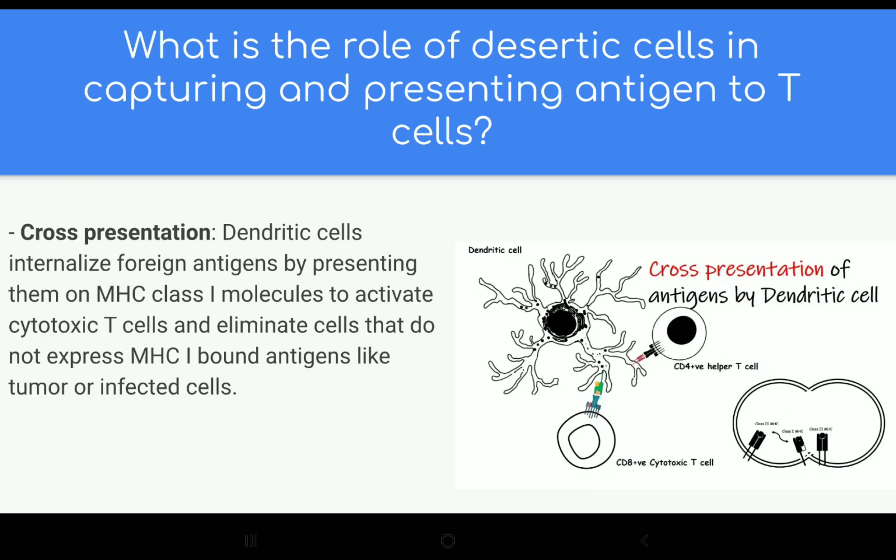So, what is the role of dendritic cells in capturing and presenting antigen to T cells? Also, please be advised, "desertic" was a typo for dendritic. Nonetheless, moreover, dendritic cells use a variety of receptors to facilitate effective antigen uptake. They are also essential for presenting antigens to T cells. Dendritic cells can internalize foreign antigens through cross-presentation, presenting them on MHC class 1 molecules to activate cytotoxic T cells against malignant or infected cells. Dendritic cells play a key role in immune surveillance by presenting and processing antigens to trigger specific immune responses.